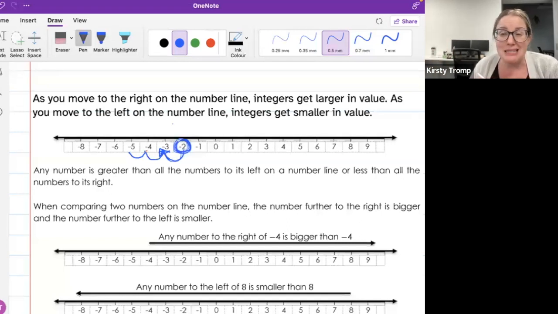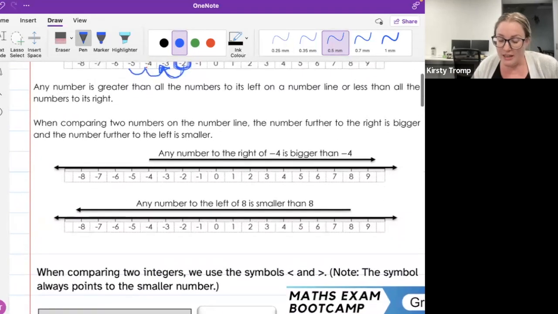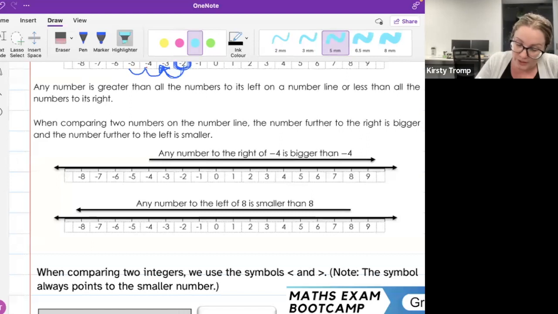So we're looking at number lines exactly the same as when you first started counting and looked at number lines. Any number is greater than all the numbers to its left on a number line, or less than all the numbers on its right. When we compare two numbers on a number line, the number to the right is bigger and the number to the left is smaller. So let's have a look at the number -4, for instance.